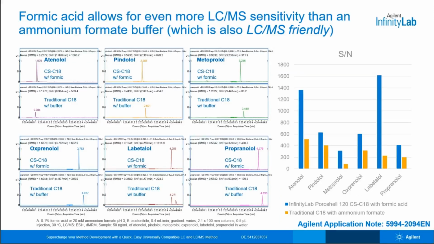Of course, formic acid is not the only LCMS compatible mobile phase. This slide shows a comparison of beta blockers separated with formic acid and with ammonium formate buffer, which is also considered an LCMS friendly mobile phase, as it is also volatile. However, we can clearly see that formic acid gives better sensitivity and signal to noise calculations for all 6 beta blockers compared to the ammonium formate separation. This is because the salts from the buffer still contribute to a small amount of ion suppression compared to the weaker ionic strength formic acid mobile phase.